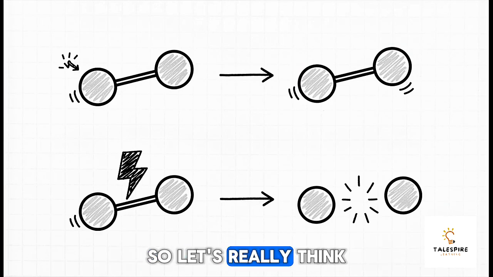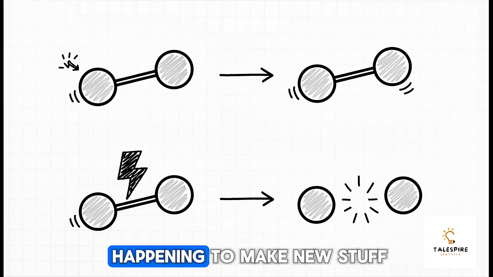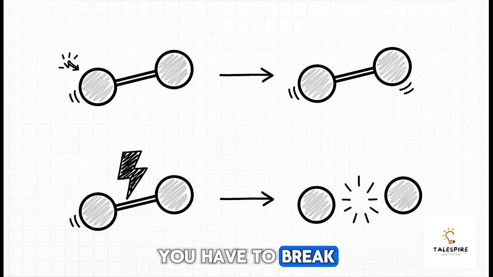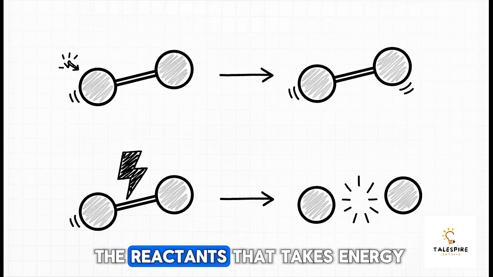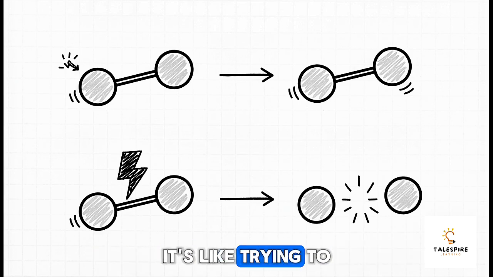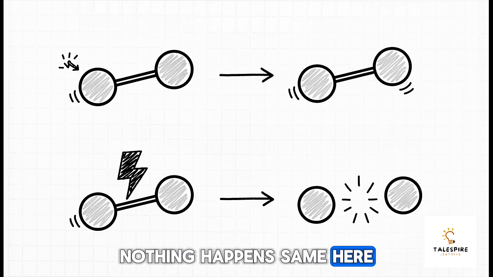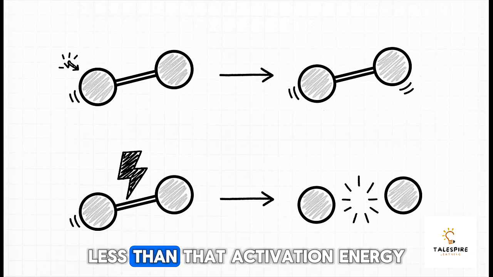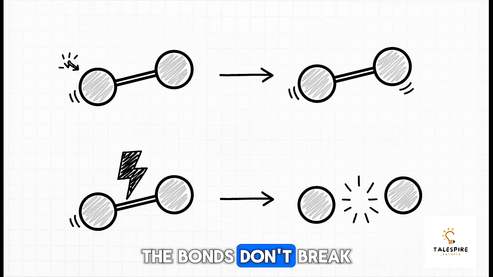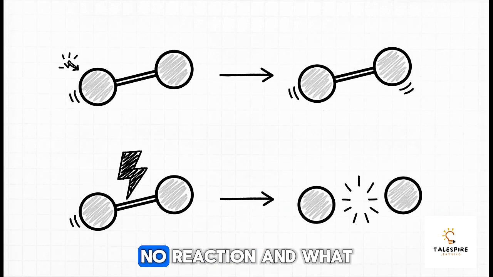Okay, so let's really think about this. Why does energy even matter? Well, think about what's happening. To make new stuff, you have to break the old stuff apart first, right? Breaking the bonds in the reactants takes energy. It's like trying to snap a twig. If you don't push hard enough, nothing happens. Same here. If the collision is too weak, less than that activation energy, the bonds don't break and the particles just bounce away. No reaction.